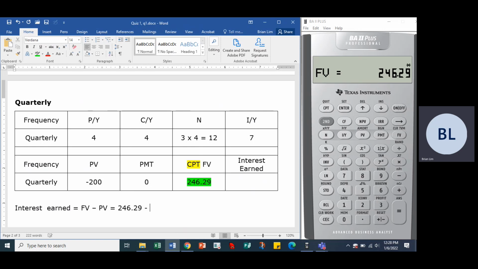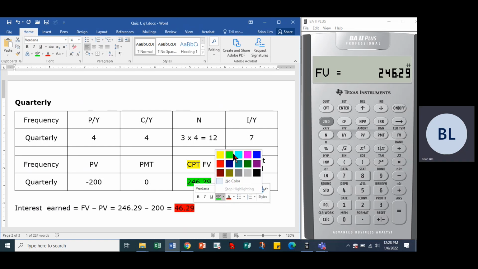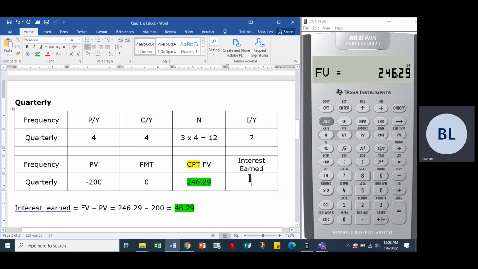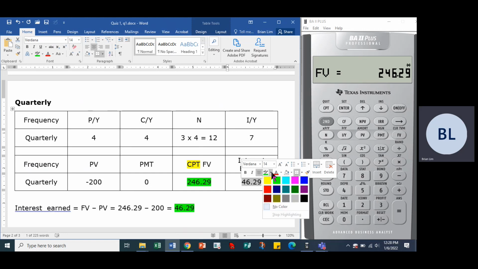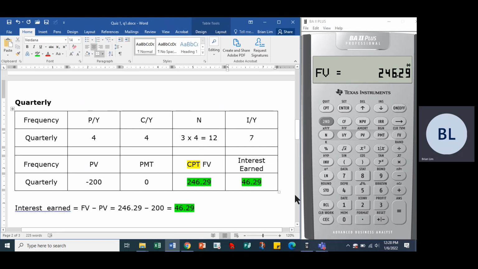246.29 minus 200. And that gives us 46.29. So that is the amount of interest earned. Okay. And we can put that number in here, 46.29. All right, and that is what was required, and that is what we have finished.